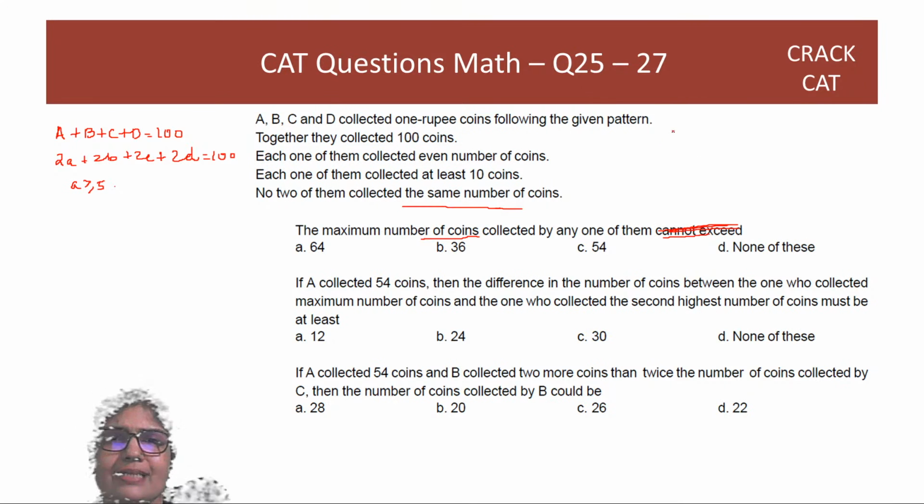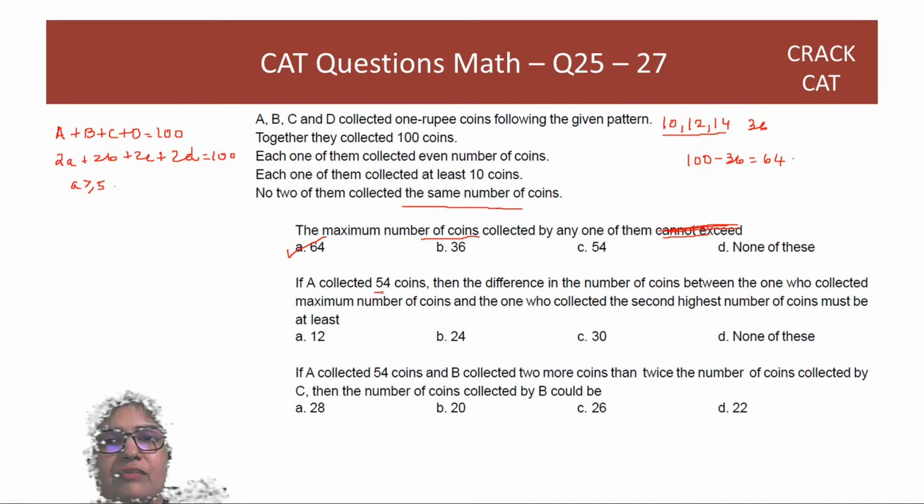So what is the maximum is what they are asking. Let the other guys collect the minimum. Let one of them collect 10, because at least 10 is required. Now nobody else can collect 10, so the other guy will collect 12 and the third guy will collect 14. So 3 of them collect 36, and hence the maximum will be 100 minus 36, which is equal to 64. Answer is the first option, 64.